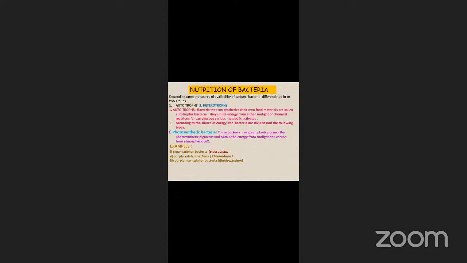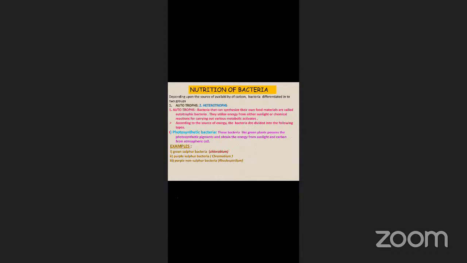They utilize sulfate as a hydrogen donor. They utilize CH4 as a hydrogen donor. Examples of green sulfur bacteria are Chlorobium and Heliobacteria. These are the green sulfur bacteria, and next, purple sulfur bacteria.